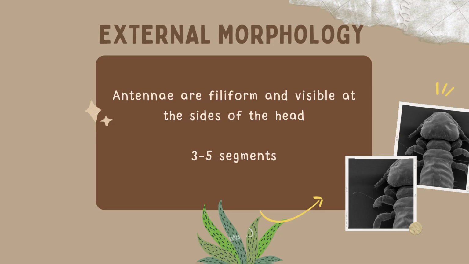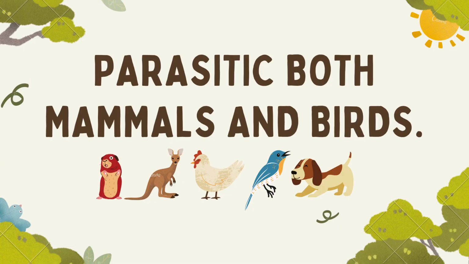External morphology of this suborder is that the antennae are filiform and visible at the sides of the head, and they are composed of 3 to 5 segments. The suborder is parasitic in both mammals and birds.